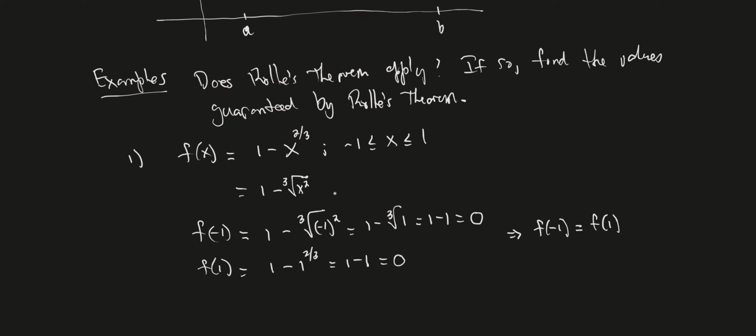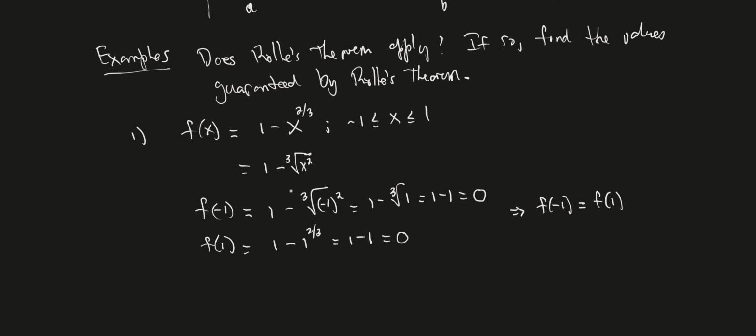Now let's check continuity. Well, I already stated that this function, f of x equals 1 minus the cube root of x squared, is continuous, not just on this interval, but in fact on the entire real line, but I'll go ahead and state it since this is the interval under consideration. So this function is continuous, right, on this closed interval.